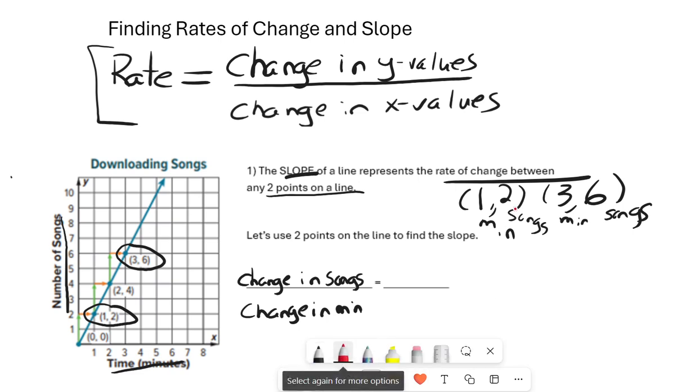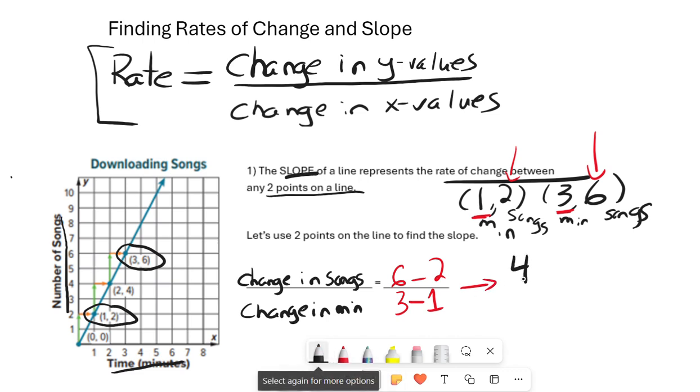So at one point we had 6 songs downloaded, and another point we had 2. So to find the change, we would subtract those 2 values, 6 songs minus 2 songs. In the denominator, we have to find the change in the number of minutes. At one point, it took 3 minutes, another point, we were at 1 minute. So we would subtract those values. We'd get 6 minus 2 is 4, 3 minus 1 is 2.